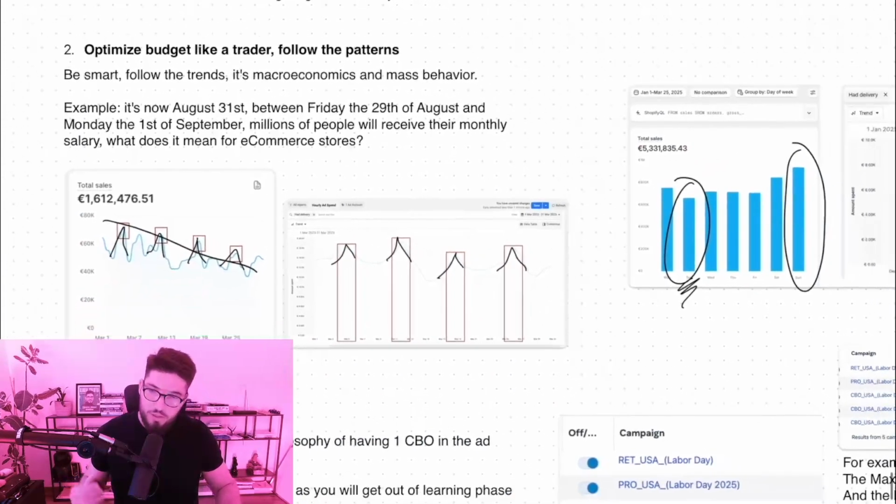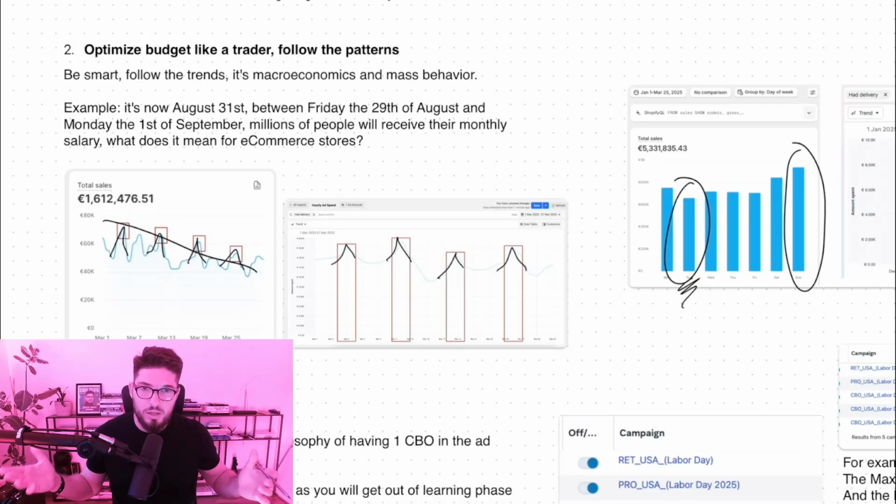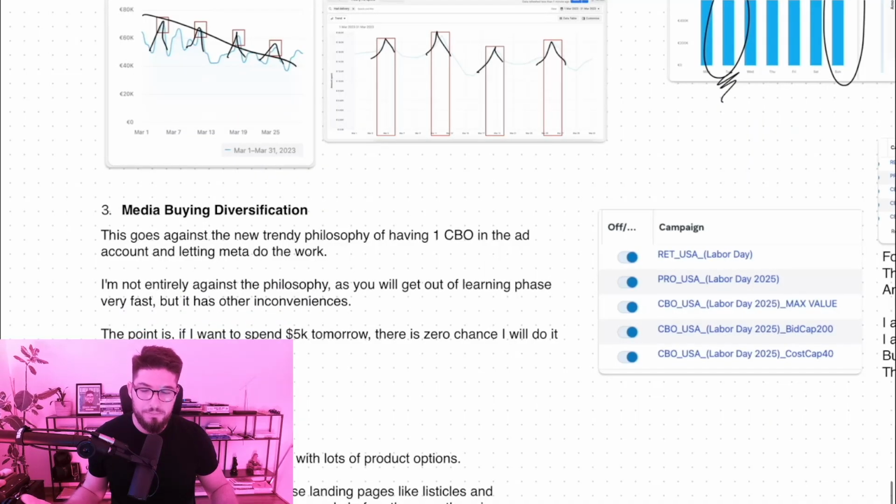Like, don't scale if the next day is going to be bad. That's it. Look at the patterns, look at everything. If it's the 25th of the month and people are dry, they don't have the salary, I'm not saying you don't scale, but I'm saying it's going to be more risky to scale there rather than scaling at the beginning of the month. And that's just common sense.